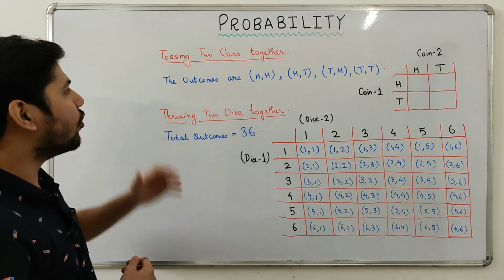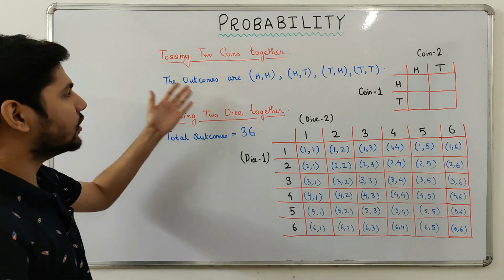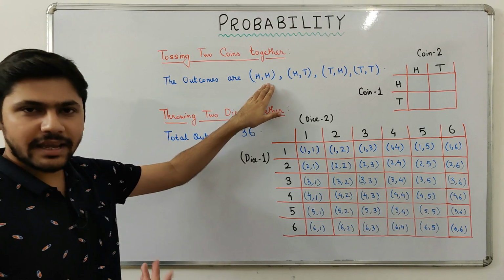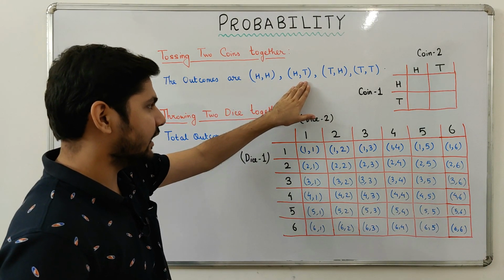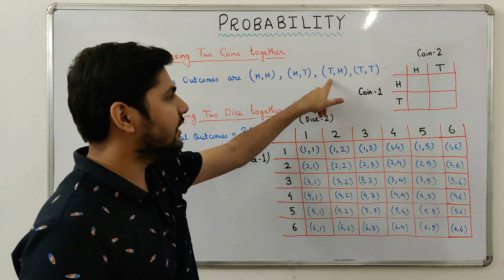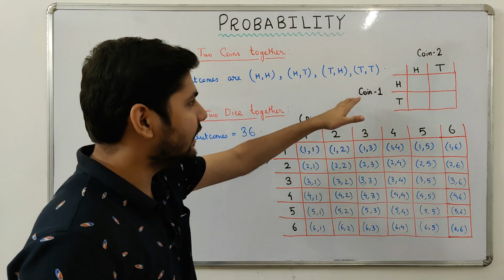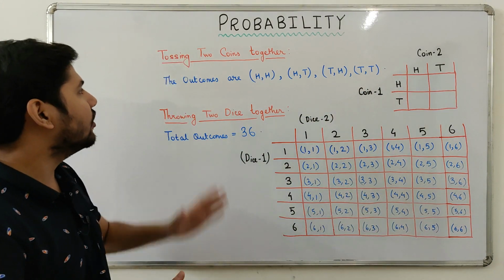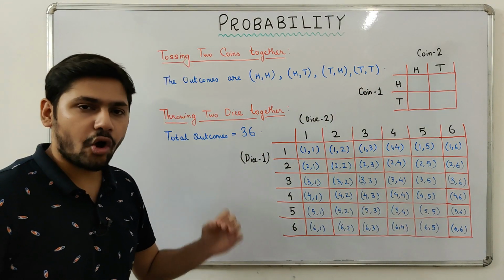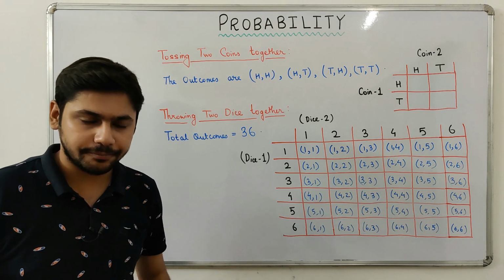So when 2 coins are tossed together, the outcomes are: both the coins may have head, or one coin may have head and the other may have tail. Then one coin may have tail and the other may have head, and both the coins may have tails. So there are 4 outcomes when we toss 2 coins together.